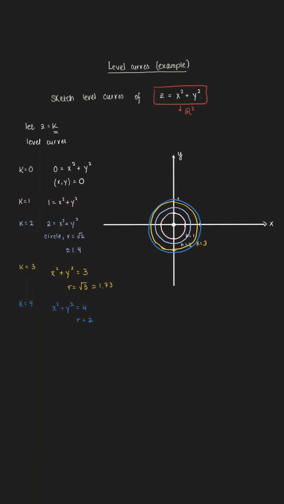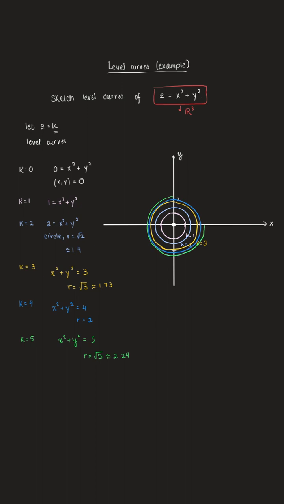And we keep increasing, so let's say when k is equal to 5, we're going to have x squared plus y squared equals 5. And so that gives us a circle with a radius of the square root of 5, and that's going to be around 2.24. All right, so there are some level curves of our surface.